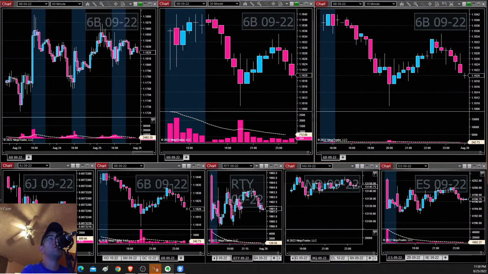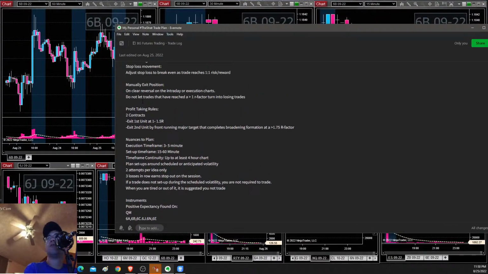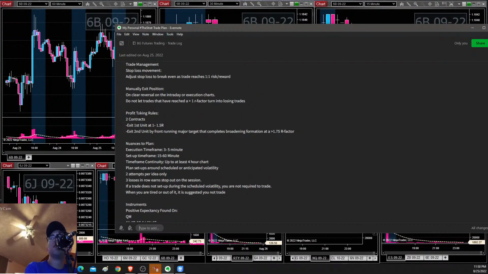Yeah. And then the nuances to my trading plan, I execute off the 3 to 5 minute chart. I find my setups on the 15 to 60 minute chart. Oh wait, I'm not even showing you guys this. So this is what I was just talking through right now that I kept out of the frame. So I'm finding my setups on the 15 to 60 minute chart.